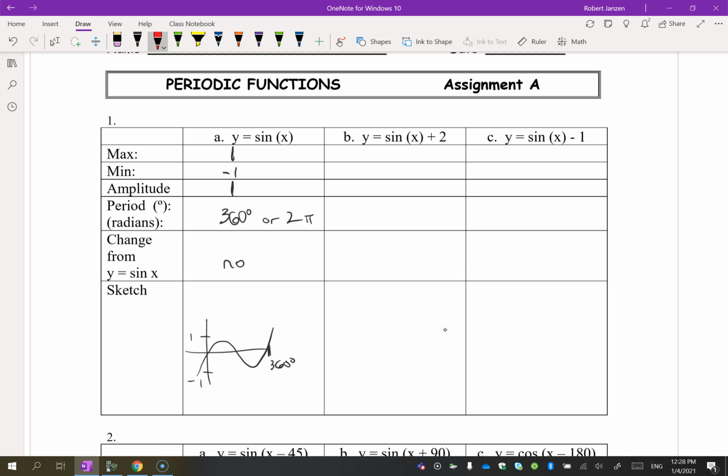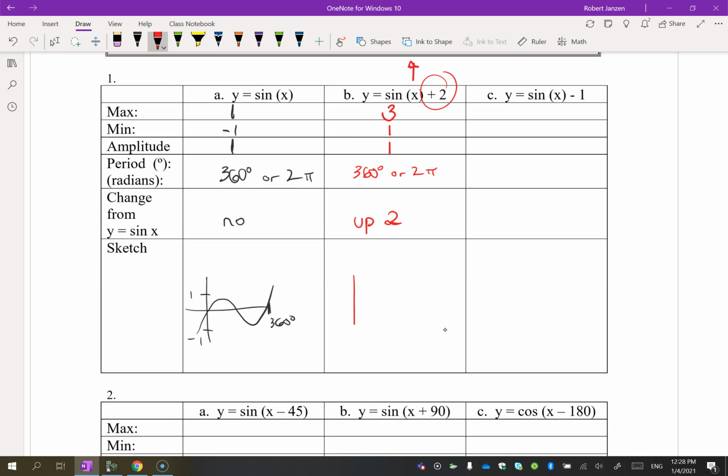Okay, so now what do you do in the second graph? What does this plus 2 do? That's going to move it up 2. How can you tell? Well, it's not in the bracket. So the maximum, if I go up 2, the minimum, if I go up 2, the amplitude is still 1, the period doesn't change because if it moves up or down, this doesn't change it. Okay, I'm just going to say up 2. You can say vertical shift of 2 units up, but you don't need to. Okay, and so the graph will look something like this. And you would have to plot in some points here for me.